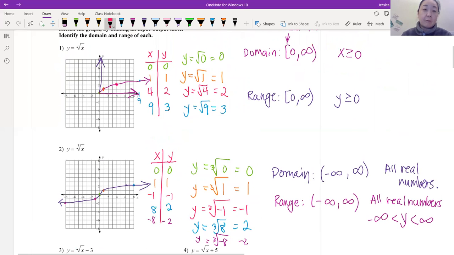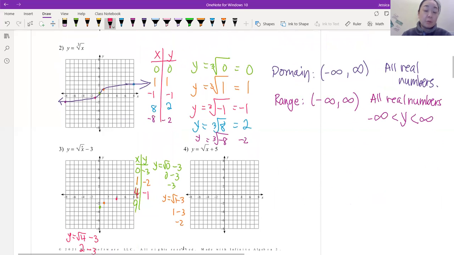So if you notice here, literally all we're doing is taking these Y's and we're just subtracting 3 from them, right? Which makes sense because we're just taking the square root of X and subtracting 3 from all the answers, right? So literally it's just all shifted down. We're just bringing everything down.